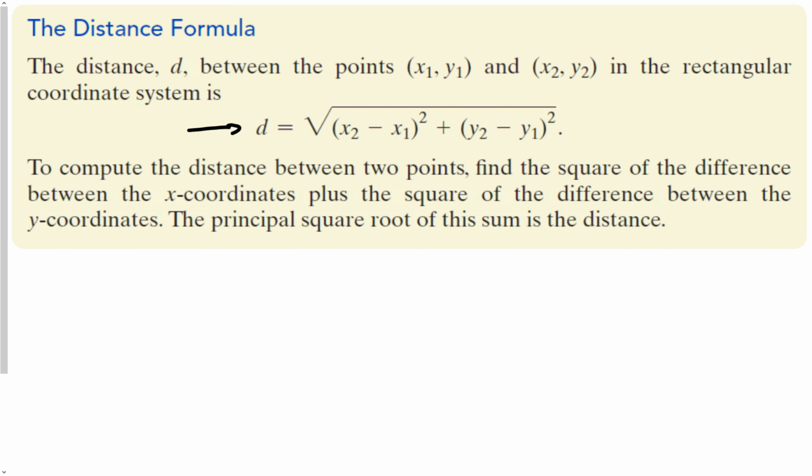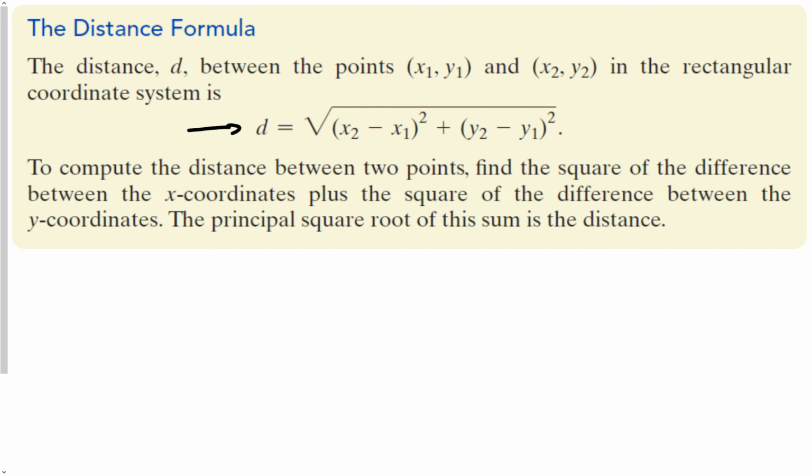So the formal definition for the distance formula is the distance d between the points x1, y1 and x2, y2 in the rectangular coordinate system is d is equal to the square root of x2 minus x1 squared plus y2 minus y1 squared. To compute the distance between 2 points, find the square of the difference between the x coordinates plus the square of the difference between the y coordinates. And the principal square root of this sum is my distance.